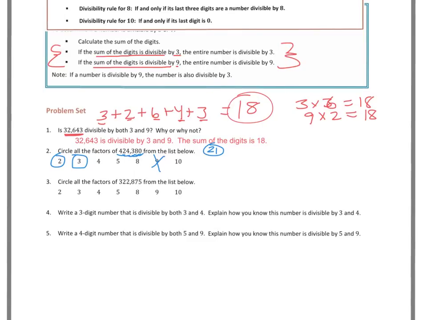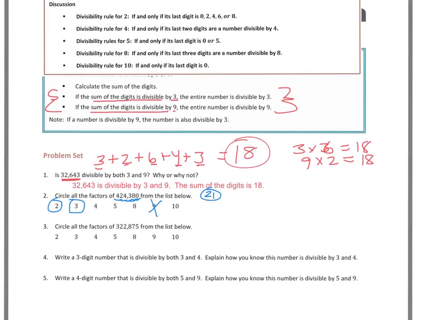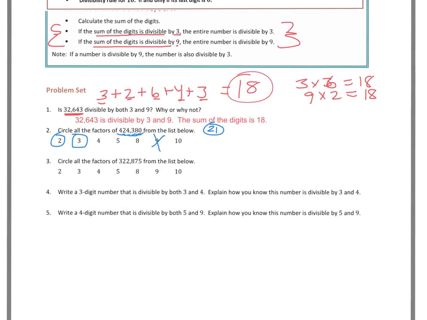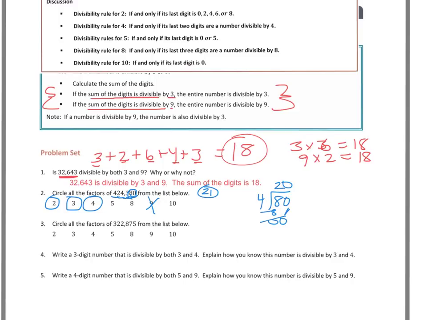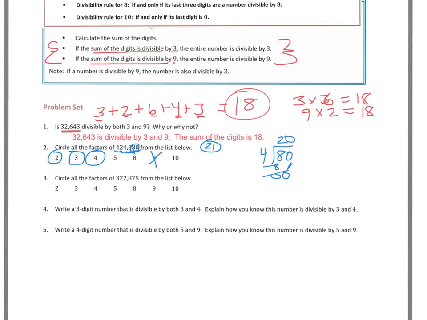Okay, let's check 4. The divisibility rule for 4 is up above. It says, if and only if its last 2 digits are a number divisible by 4. So the last 2 digits are 80. And we know that 4 can definitely go into it. It can go into it 20 times. So 4 is good. 5 says, if and only if its last digit is 0 or 5. We know that the last digit is 0, so it's definitely going to be 5 as well.